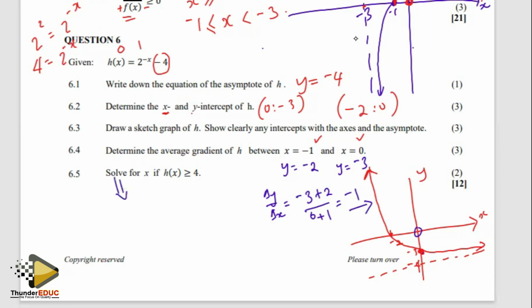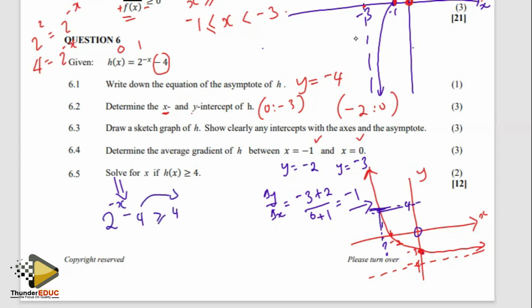And then they want us to solve for x if h of x is greater or equal to 4. Okay. So for which values of x is the graph above 4? For which values of x? So we need to find this value here, and then to the left. Okay, I can substitute that since I have no conditions.